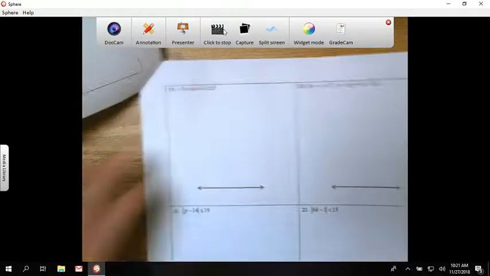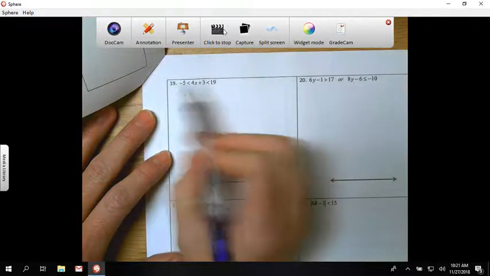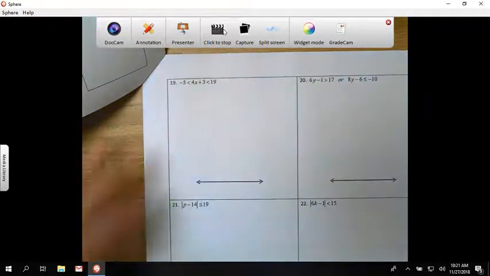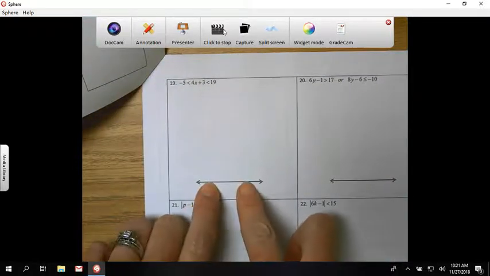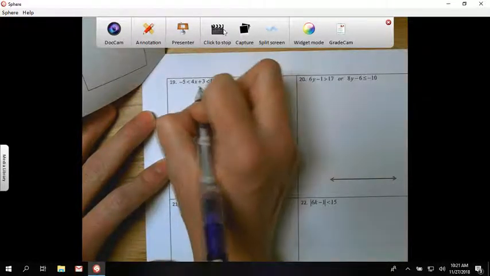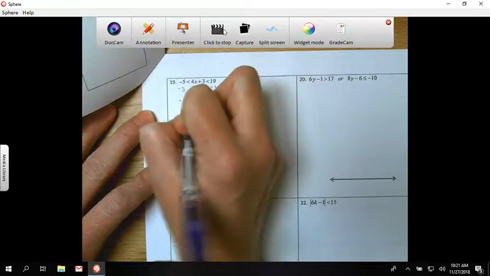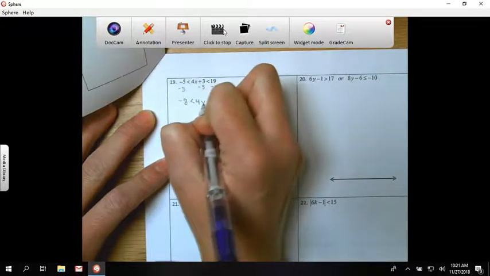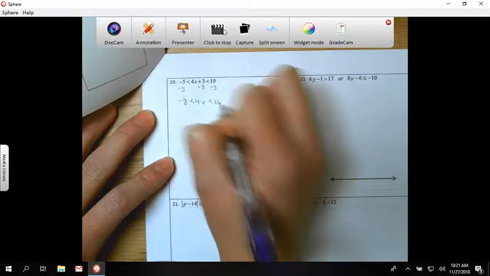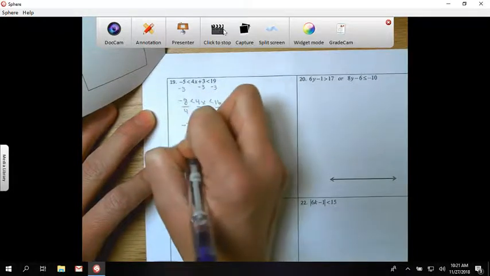19 and 20 are the same. The only difference on 19 is that they are put together as one, and so when I get my solution, it will be bounded, a lower bound and an upper bound. But I still do this the same way. When I subtract the 3, I've got to subtract it from both sides. When I divide by the 4, I have to divide everything by the 4.